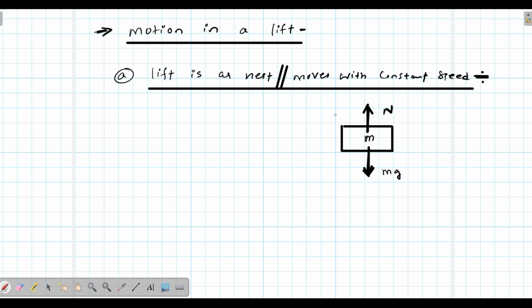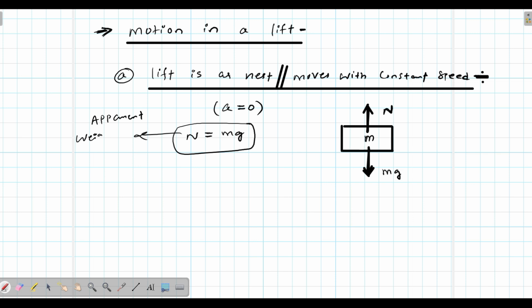So if it is at rest, acceleration equals 0. So N equals mg. Apparent weight of person in a lift equals mg. N is the apparent weight of person in a lift. So N equals to how much? N equals mg.